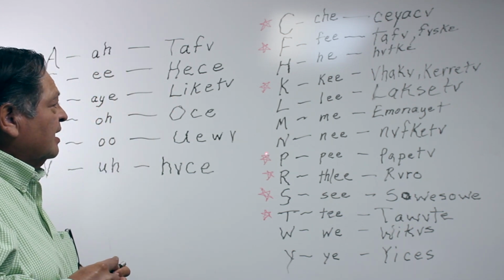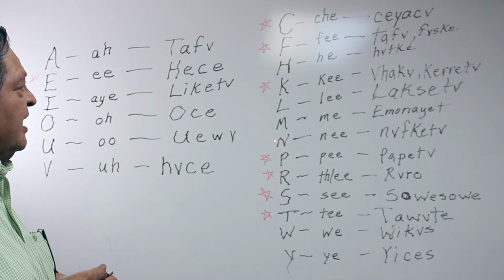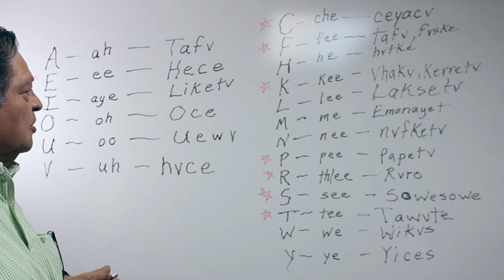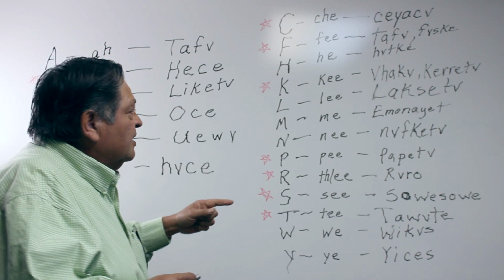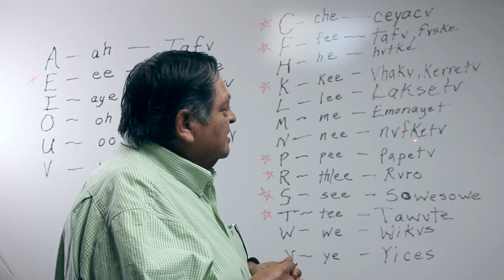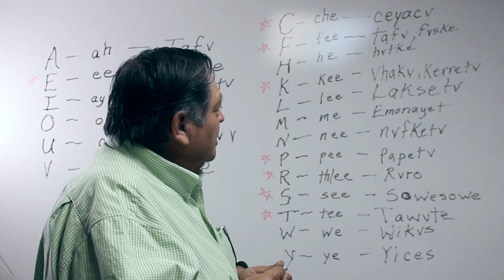Next character, ni. No star. You'll notice no star because it always makes the same N sound. Nufkida is the word I've used as an example.